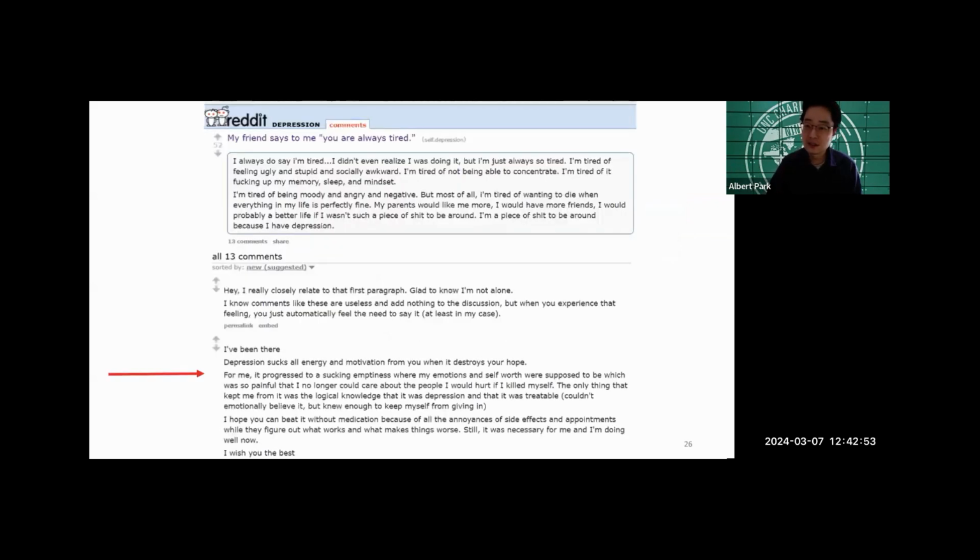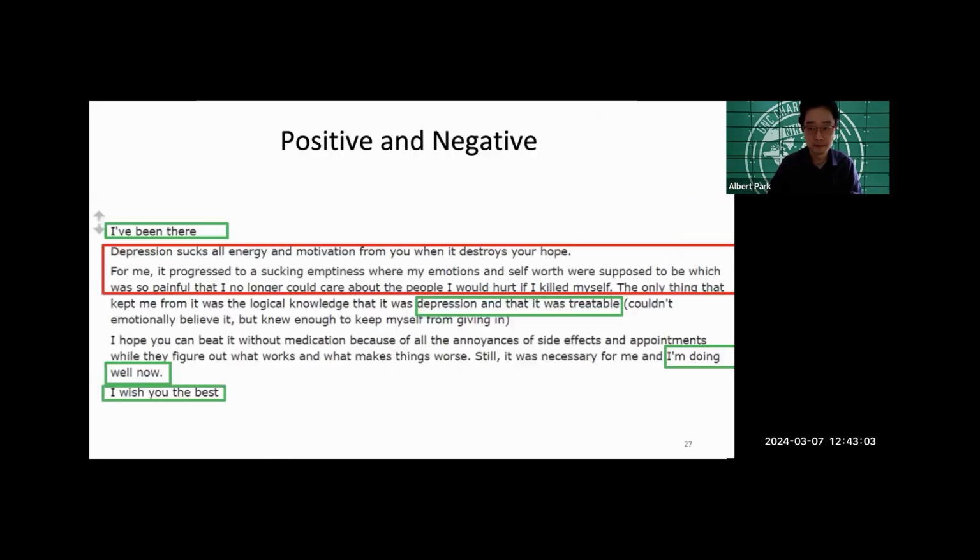So here is an example communication in the Reddit depression community. As you can see, it has both positive and negative emotions. I highlighted the positive emotion in green and the negative in red. And this is a reply to someone else experiencing a difficult situation.